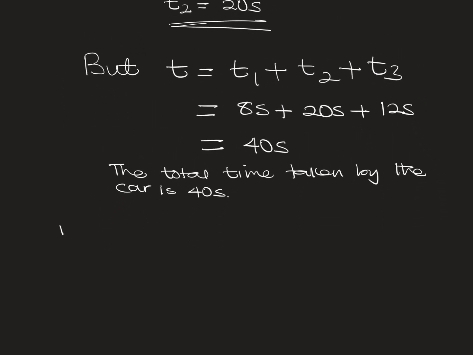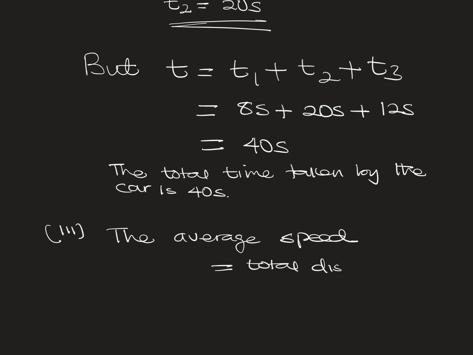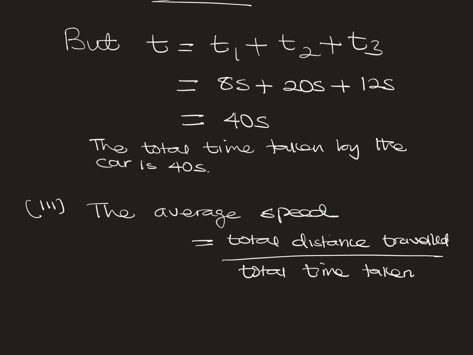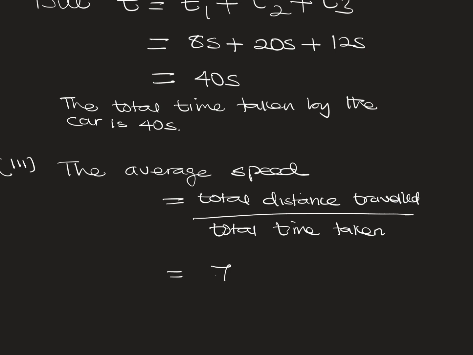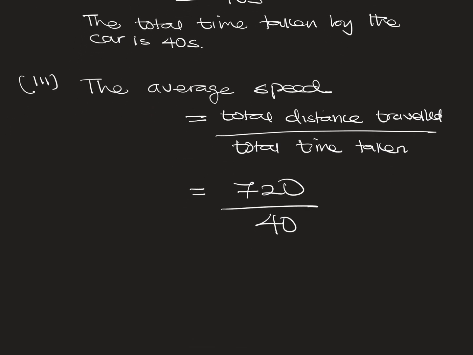Moving on to the third question, which is the average speed. We know that it is equal to total distance traveled divided by the total time taken. So the total distance traveled was 720. The total time taken was 40. In that case, the average speed will be 18 meters per second.